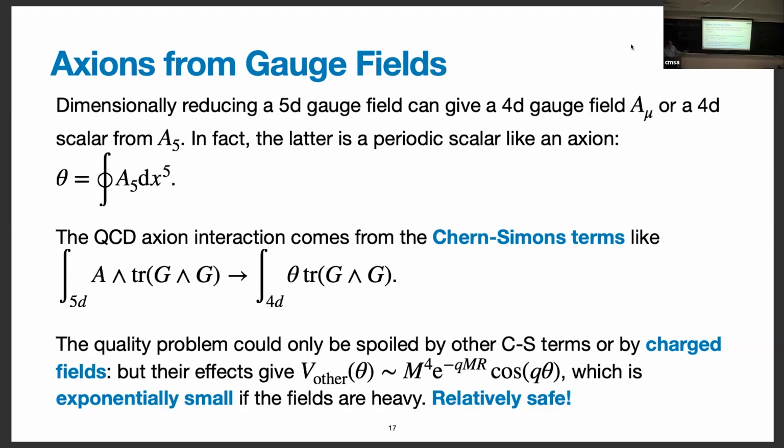It's not that they automatically solve the strong CP problem. You have to check these different contributions in your particular theory, but there's a finite list of things to worry about. And the things that you worry about are naturally exponentially small. And so you have a fighting chance of solving the problem.